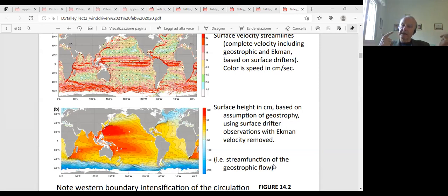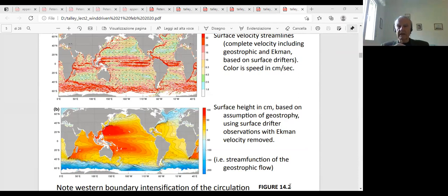And if you have the velocity field, the surface velocity field, you can calculate the surface height, because you have fV = -g dH/dx, and so V = -(g/f) dH/dx. Therefore, we are simply looking at dH/dx = -(f/g)V. So by having the velocity, we reconstruct the sea surface height in centimeters.